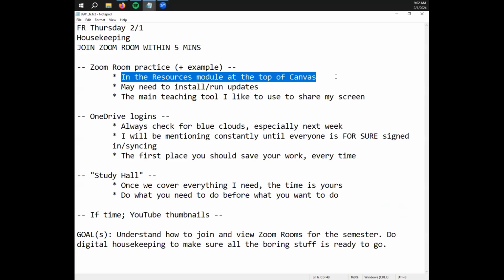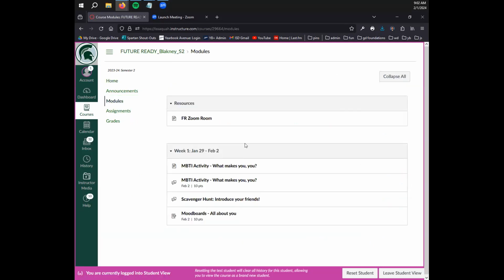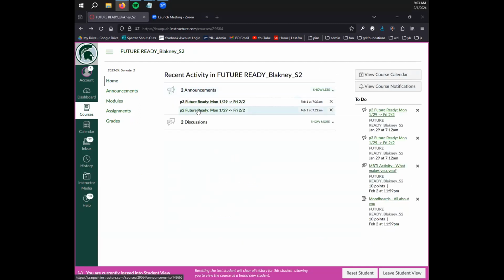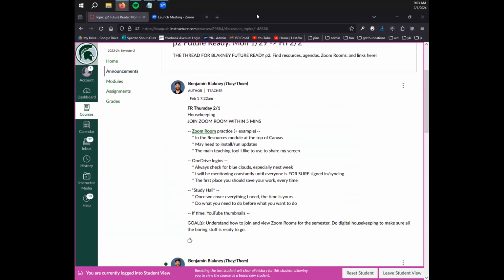It's always going to be in the resources module at the top of Canvas. That resources module is also going to grow as more resources become available for Future Ready, and it's always going to stay at the top. So when we're in school next week, week 2 is going to be right here at the top of the page. Okay, if we go back to the announcement thread, let's see what we have next on the agenda.